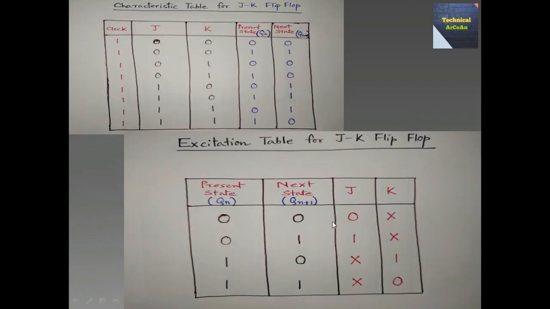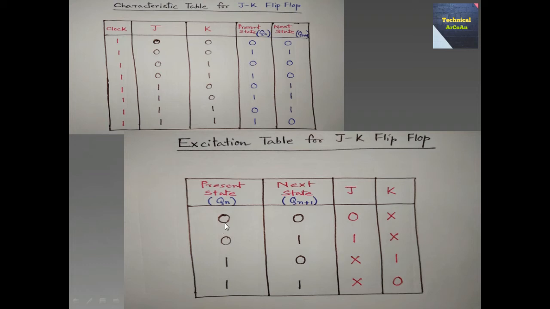Now this is the excitation table for the JK flip-flop, which is derived from this characteristics table. There is a present state and a next state, with the combinations 00, 01, 10 and 11, and according to that, what will be the values of J and K, which are the inputs for the JK flip-flop.